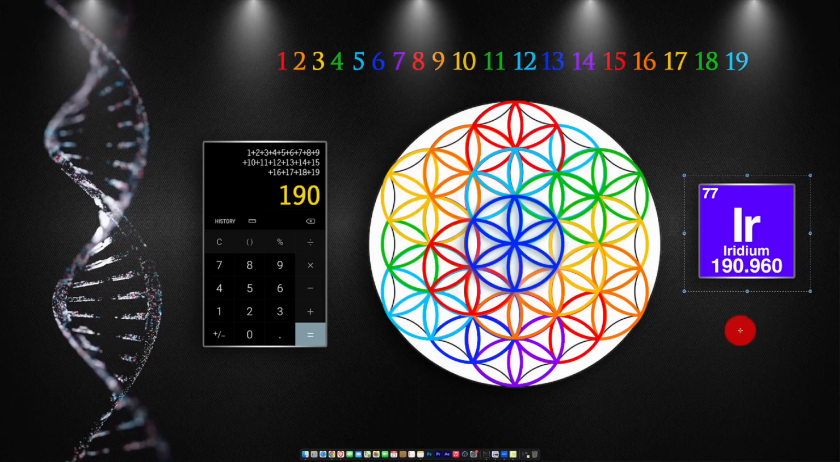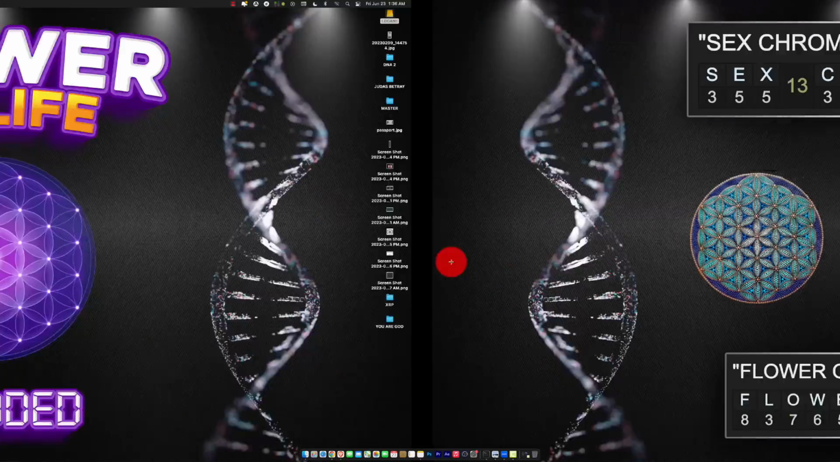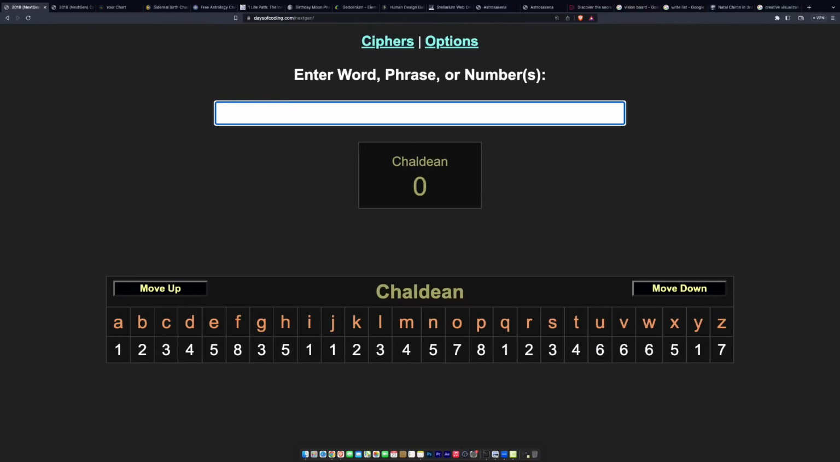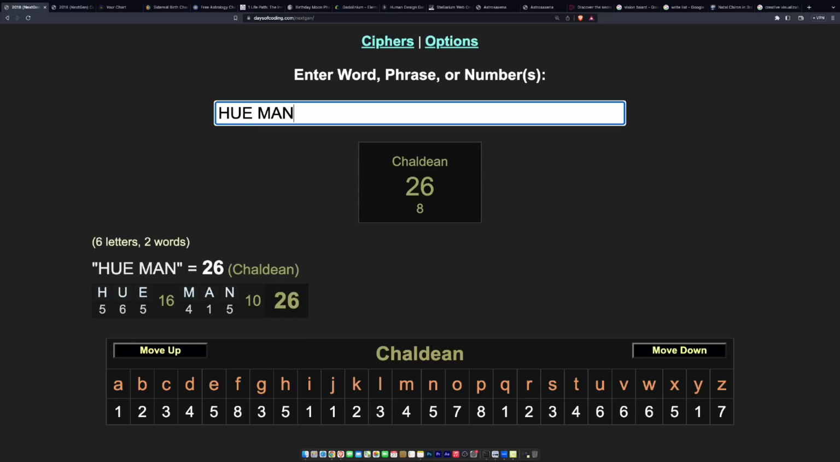And we get this element called iridium. And iridium is from the Greek goddess called Iris, which is from the rainbow. So I have all the colors of the rainbow here because what are we? We're called human being. Hue-man. If you go here, it's hue is light, hue, and then man.